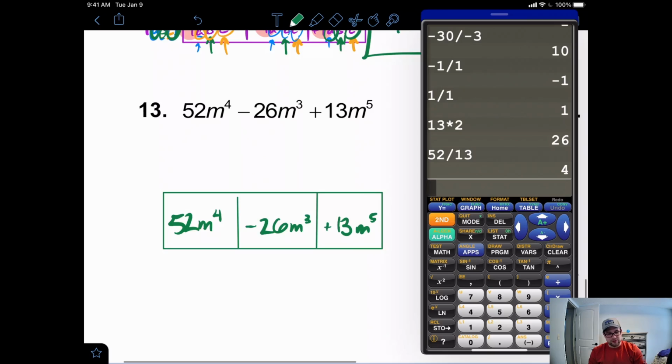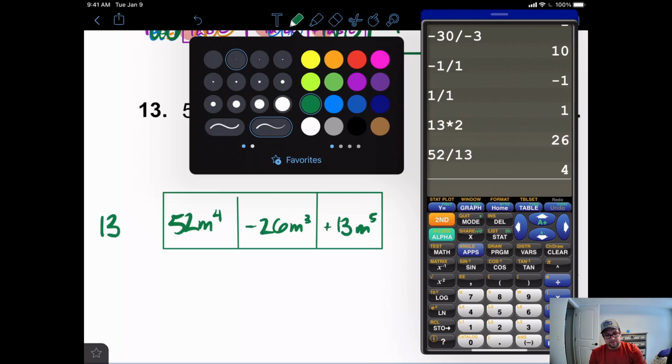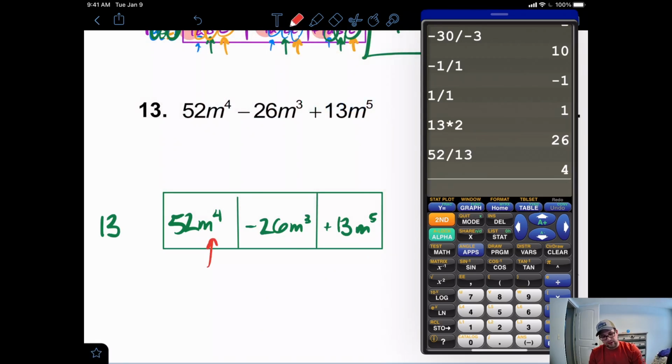So here's what we're going to do. We're going to be able to divide 13 out of each of those numbers. Now, we also have m's here to consider. This one had 4 m's, this one had 3, and this one had 5. Since 3 is smaller than 4 and 5, we're going to be able to pull out 3 m's. Now we go to the top.